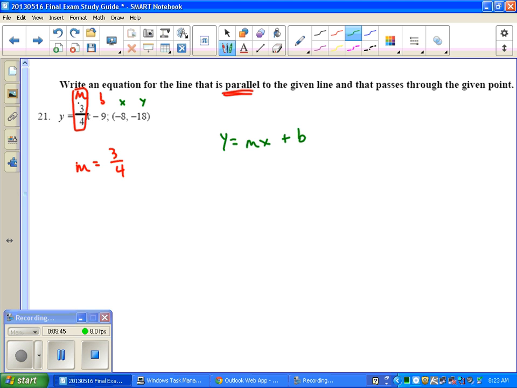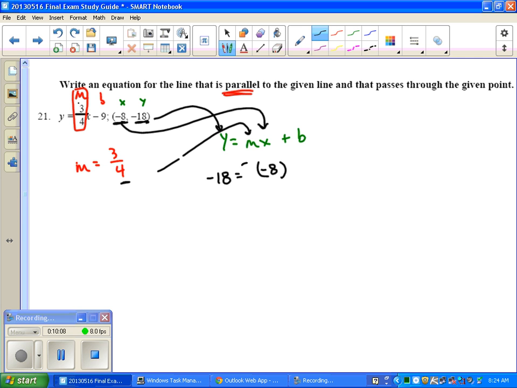What we don't have is a b value. We want to plug each of these values in order to solve what b is. So if this is our x value, -8, we want to plug it in place of x. If this is our y value, -18, we want to plug it in place of y. And this is our m value, 3/4, we want to plug it in place of m. So we have -18 equals 3/4 times -8 plus b. Plus b is the key because we want to get b by itself.